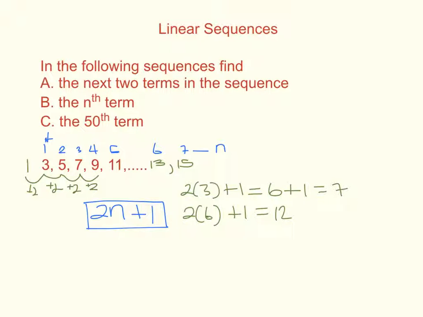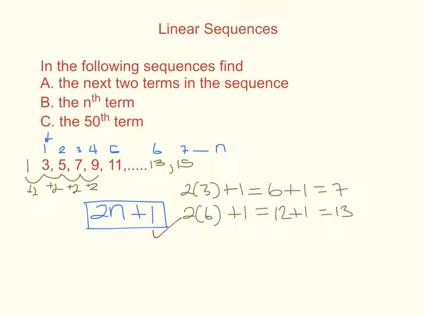Plus that 1. So that's my plus 1, and that gives me 13. So I know that this nth term is correct, and this is the term that makes this sequence work. So far I've answered two parts of my question. I have found the next two terms, here they are, and I've found the nth term, here it is.